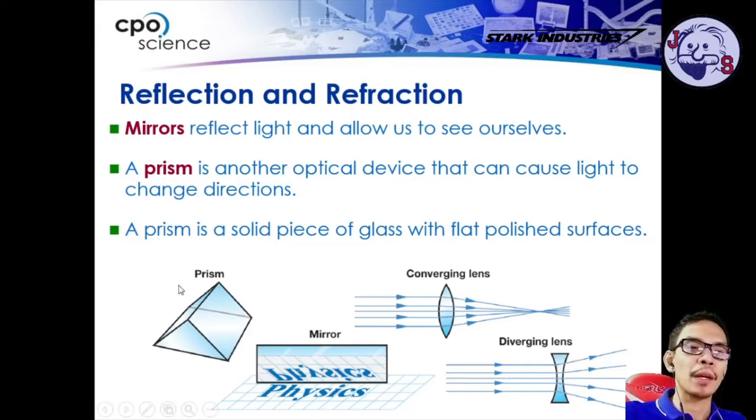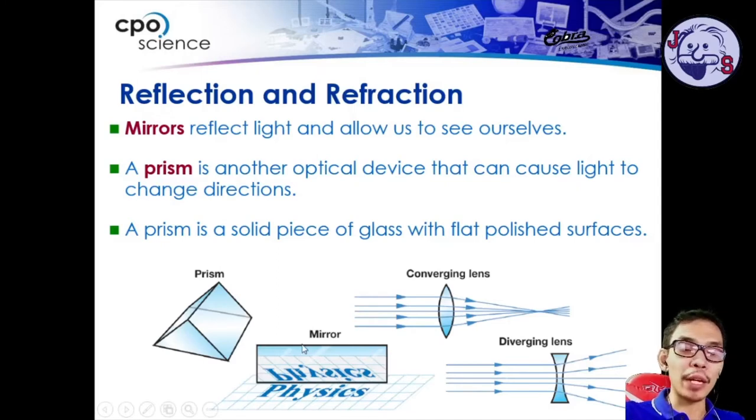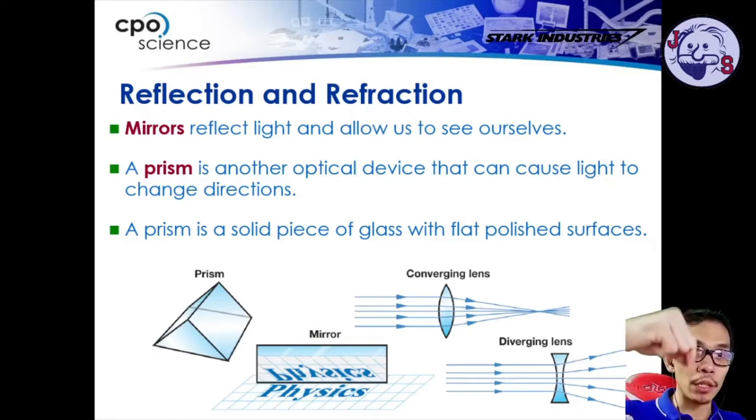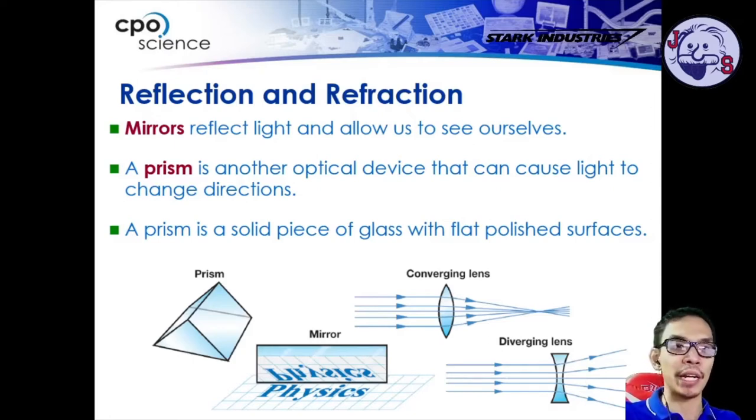For example, the prism is used as part of the spectrometer. Mirrors are a very crucial part of telescopes, and not only telescopes but also other applications, like in dentistry. The mirror that the dentist uses to look inside your mouth, that is a mirror. Another one, prescription glasses and telescopes, they use the lenses that you have right here. So these are the optical devices that we will encounter here in optics.